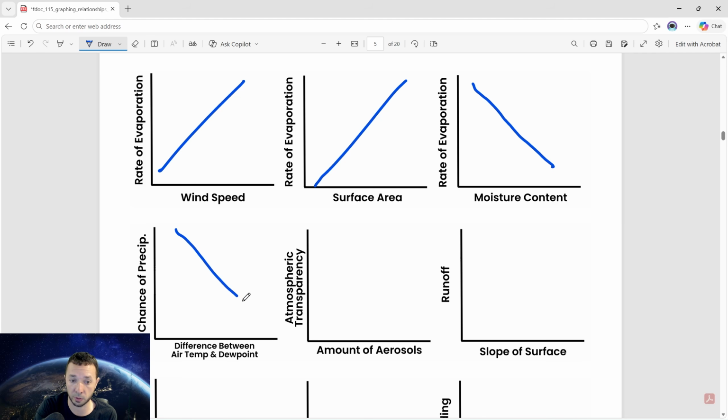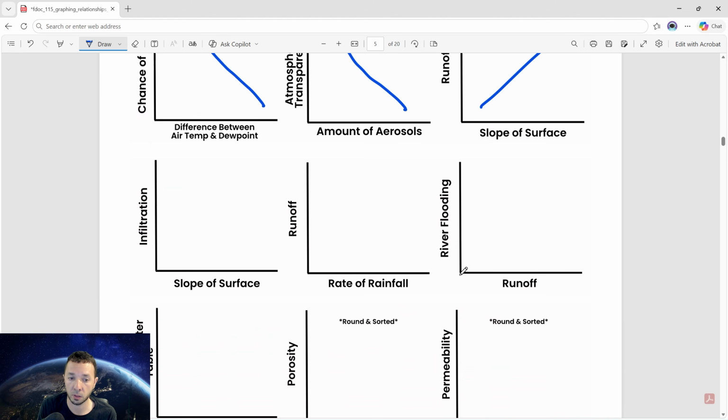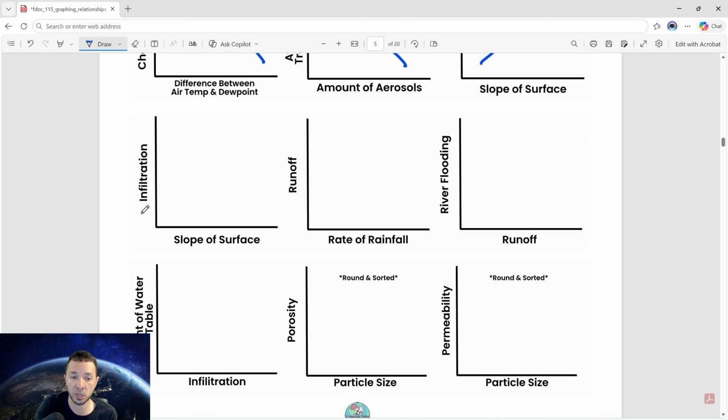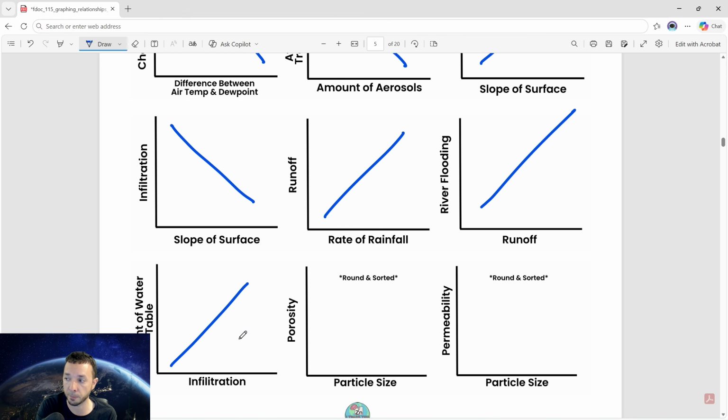It should go down. Amount of aerosols in the air goes up. Transparency of the atmosphere drops. Slope of surface increases, what happens to runoff? More runoff. As slope increases, infiltration drops. As rate of rainfall increases, runoff increases. As runoff increases, flooding of a river increases. As infiltration increases, the height of the water table goes up.